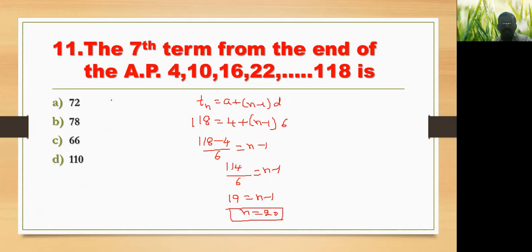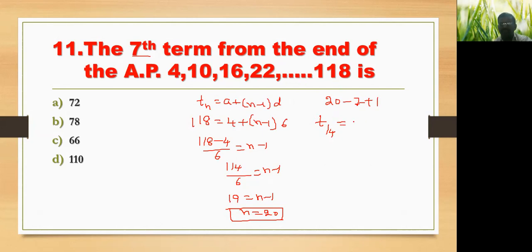Now which term do I want? Seventh term from the end. So what you do is very simple. Number of elements minus that one, plus 1, you have to add. That means 20 minus 7 is 13, 13 plus 1 is 14. So I have to find out T14. So T14 is the seventh term from the end of this series.